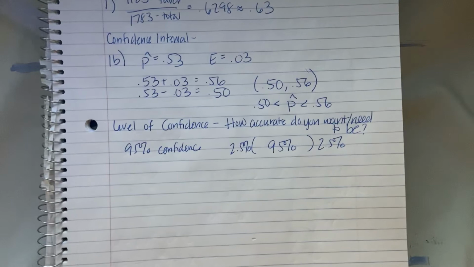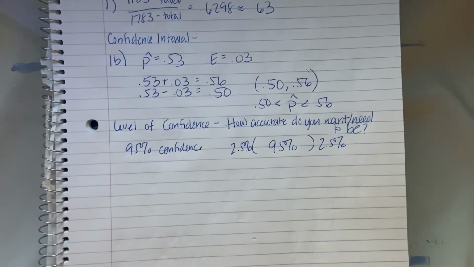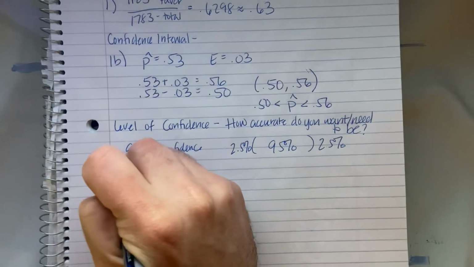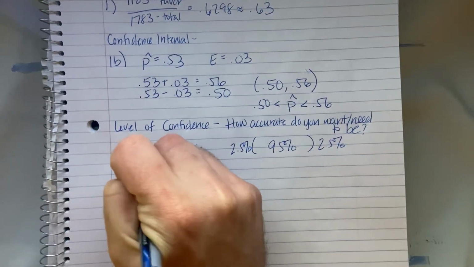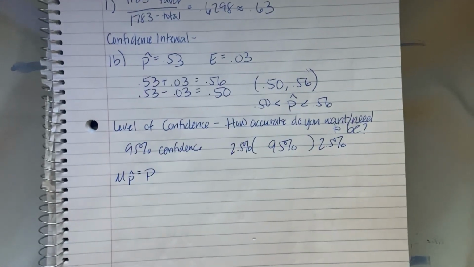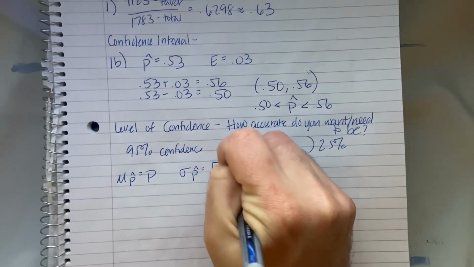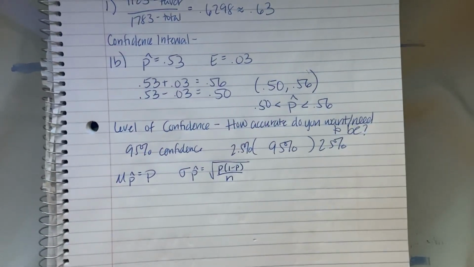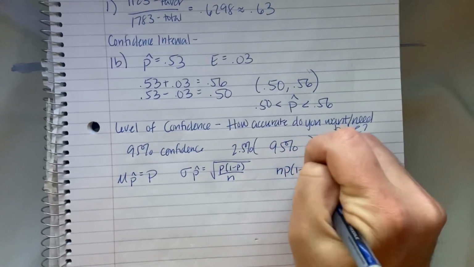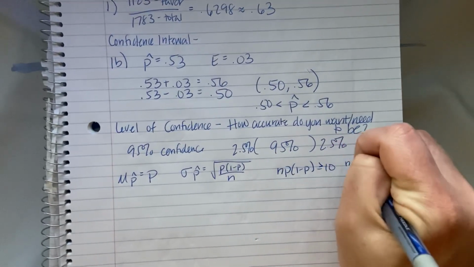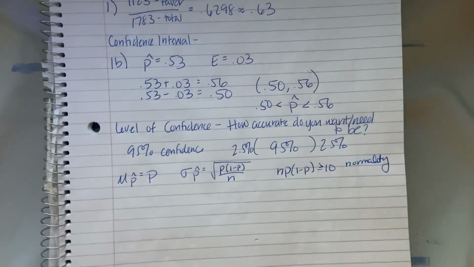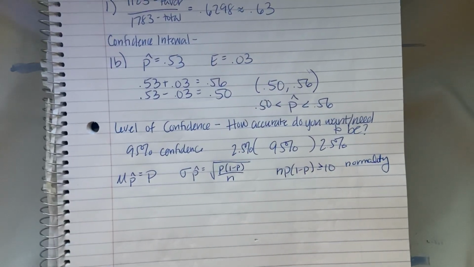Now, some rules still hold from chapter 8. How do we know something's behaving normally? It's n times p times 1 minus p greater than or equal to 10. The mean of p hat is equal to the actual population proportion p, and the standard deviation of p hat is the square root of p times 1 minus p over n. And n times p times 1 minus p needs to be greater than or equal to 10 for normality. These three things are still going to hold, just like from chapter 8.